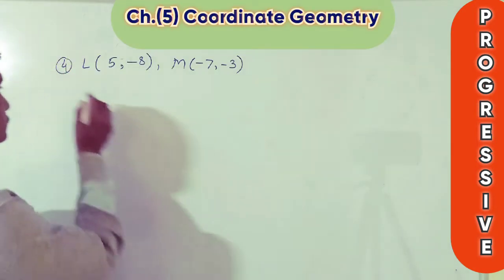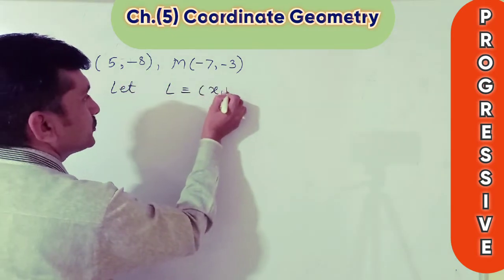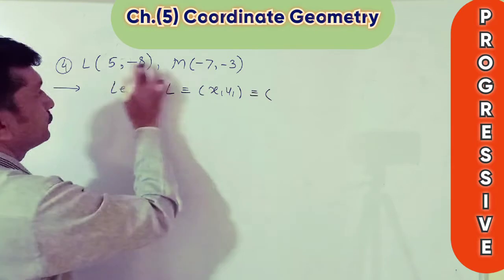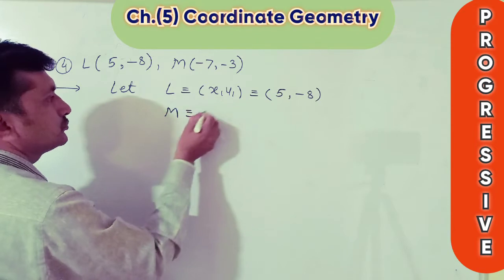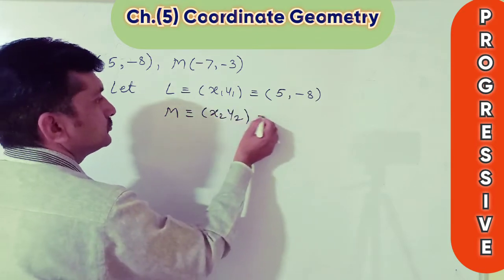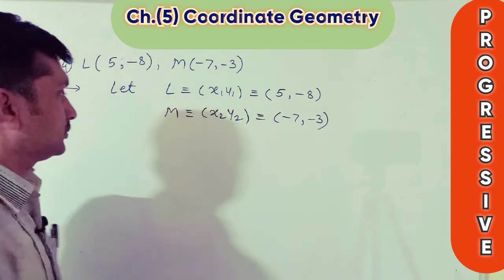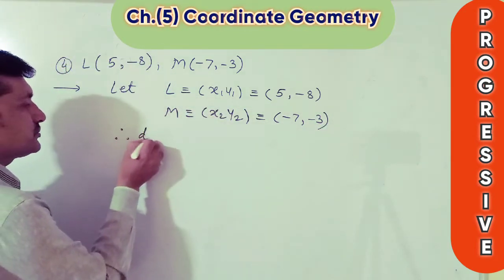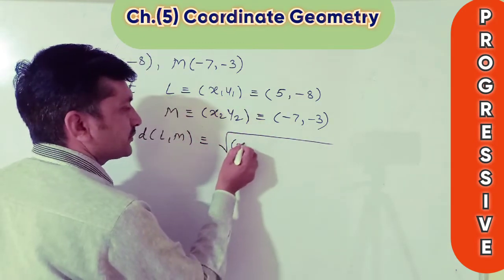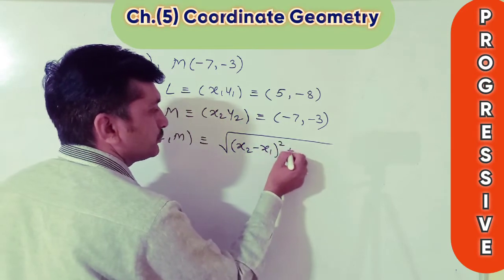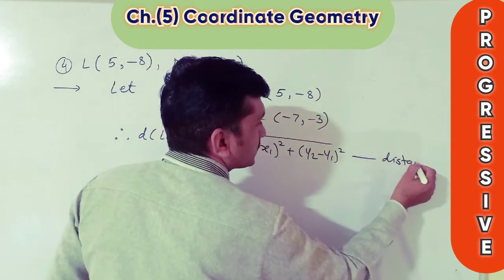Example number 4. Let L is equal to (x1, y1) is equal to (5, minus 8). M is equal to (x2, y2) is (minus 7, minus 3). Therefore, distance LM is equal to square root of (x2 minus x1) bracket square plus (y2 minus y1) bracket square. Here, distance formula.